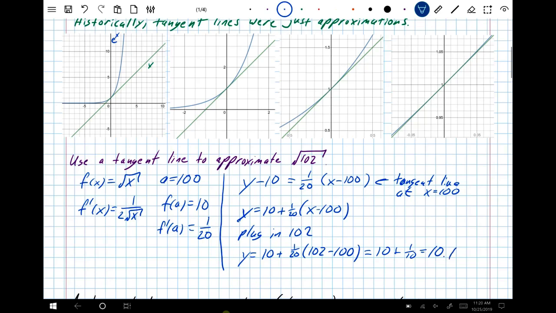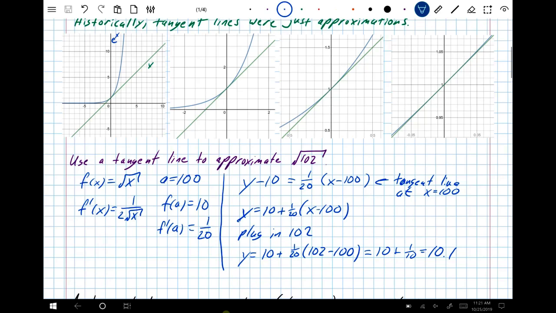Oh, look at that. Did I do that right? 2 over 20 is 1/10. Oh, that's beautiful. 10.1 on the nose. So that is our approximation of the square root of 102. And it's a pretty darn good one, actually.